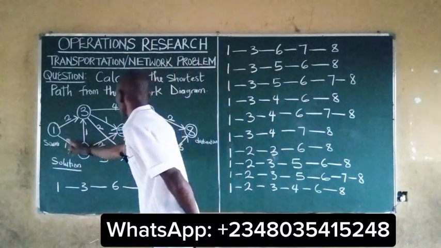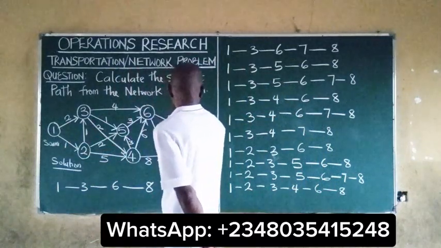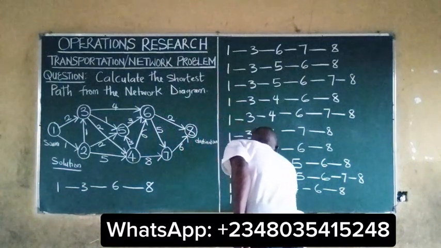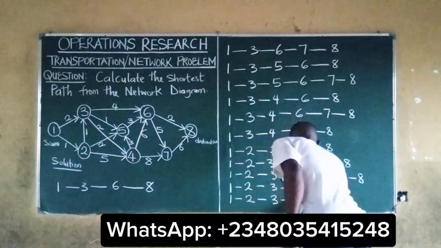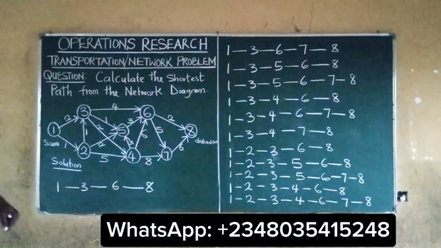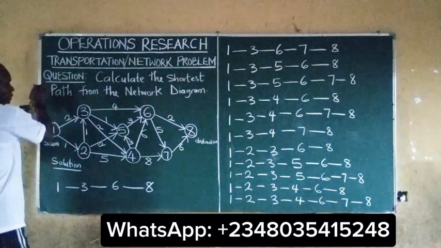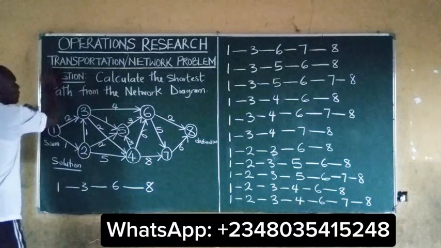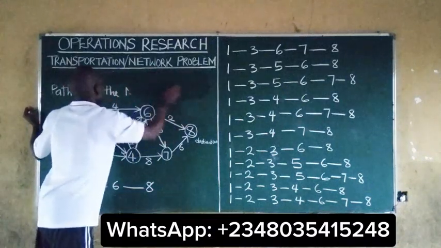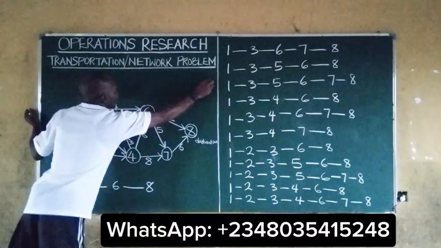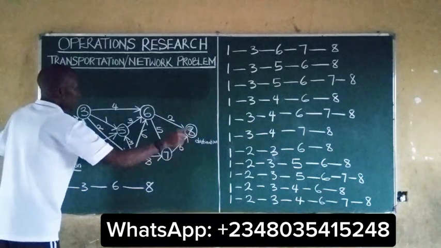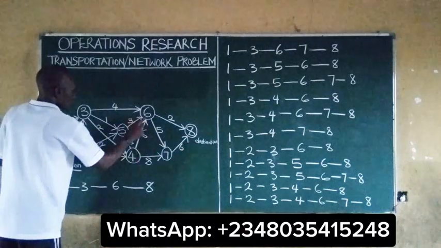We also have 1 2 3 4 6 7 8. The next thing to do, we can come here to exhaust all the routes from the network diagram. So we ended at 1, 2, 3, 4, 6, 7, 8.